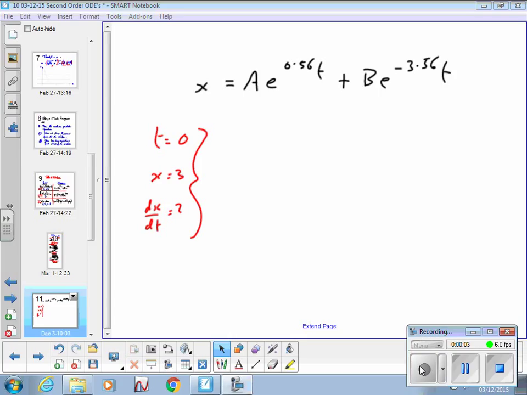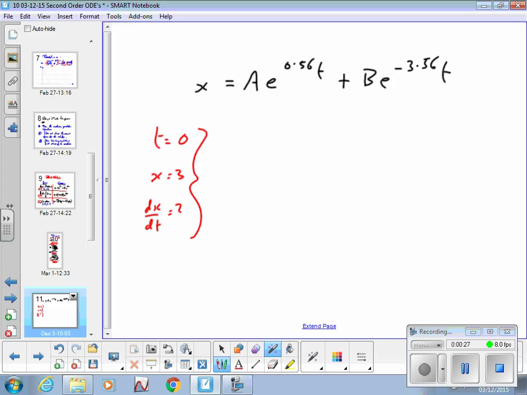So now we have to find the values for a and b in our equation. We've got this general solution, and we're after a and b. And we're given some initial conditions. When t equals 0, x equals 3, and the differential is 2. I have two unknowns, so I need two equations to be able to find those unknowns, simultaneous equations.